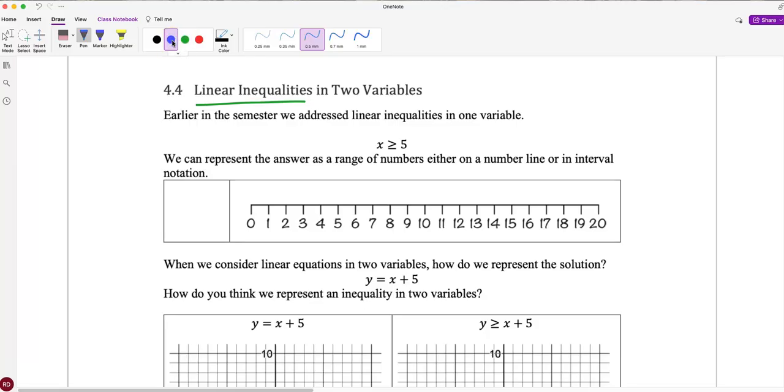So for example, x is greater than or equal to 5. So we represent that on a number line. It's all the numbers that are 5 or greater, okay? The other thing we did, we represented this in interval notation, so it's 5 to infinity, including the 5. So two ways to represent our solution to that.